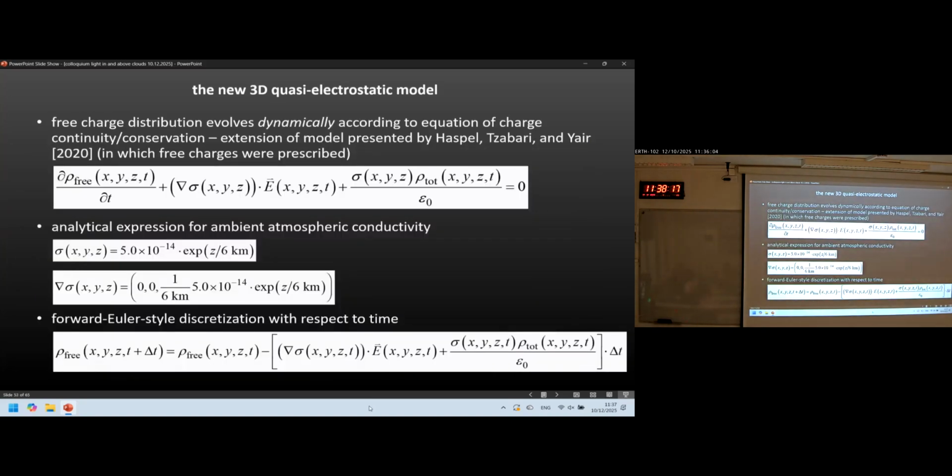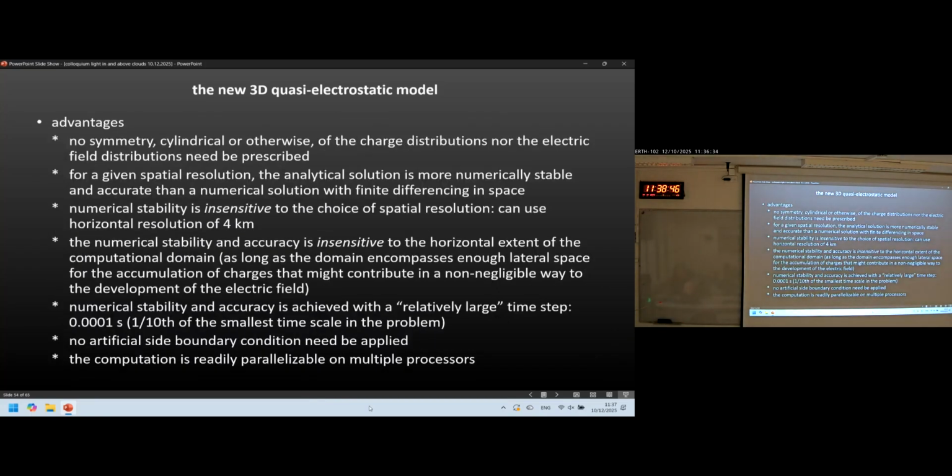Okay, so that's what I do. I let the charges, free charges flow just like Pascal did. That I kept as he did. We need to describe the conductivity of the atmosphere. I used the same expressions he did. So that is another aspect. And actually this, just adding the free charges, is the only finite differencing at all, for those who know finite differencing. And it's finite differencing in time and not in space. There's no finite differencing in space.